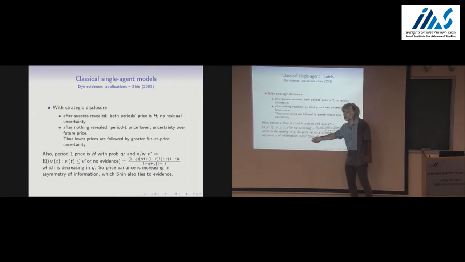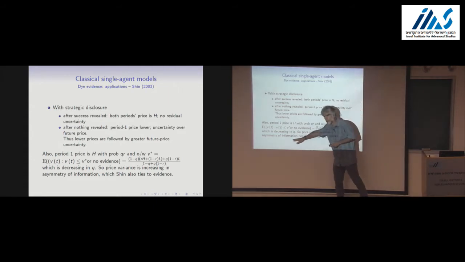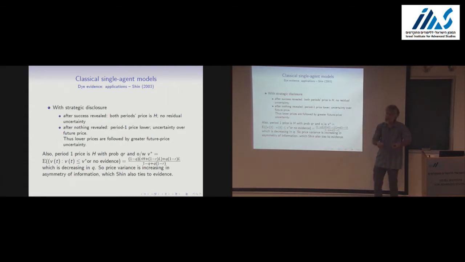And Shin also draws a connection here. It's a much more involved connection, so I'm not going to go through it, but he draws a connection between asymmetry of information, which we don't observe, and types of firms, and argues that the evidence shows that the types of firms that have higher asymmetry of information are those that have higher variance of prices.